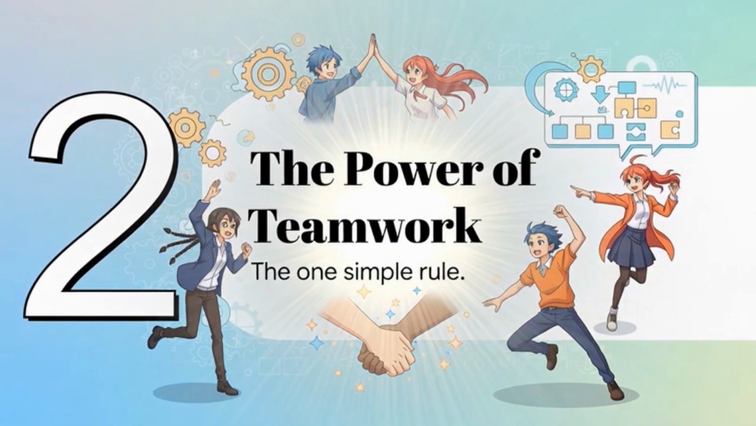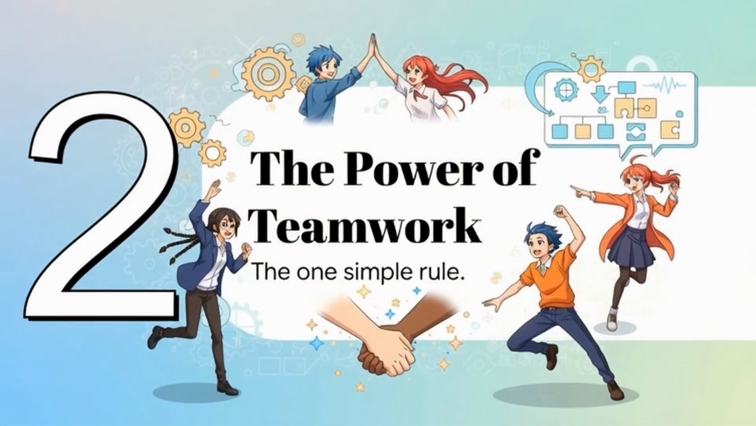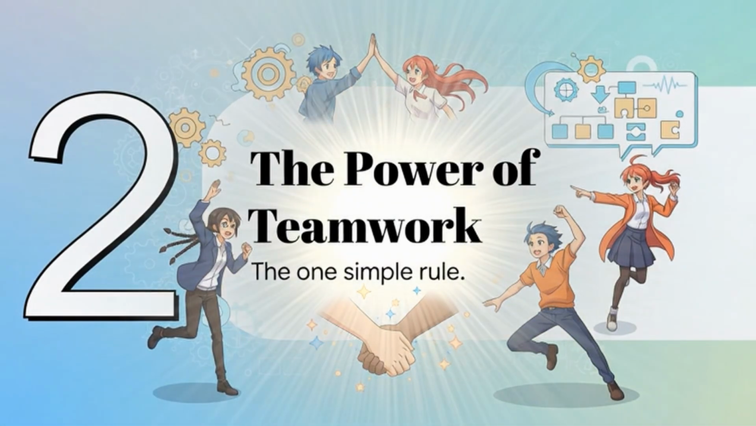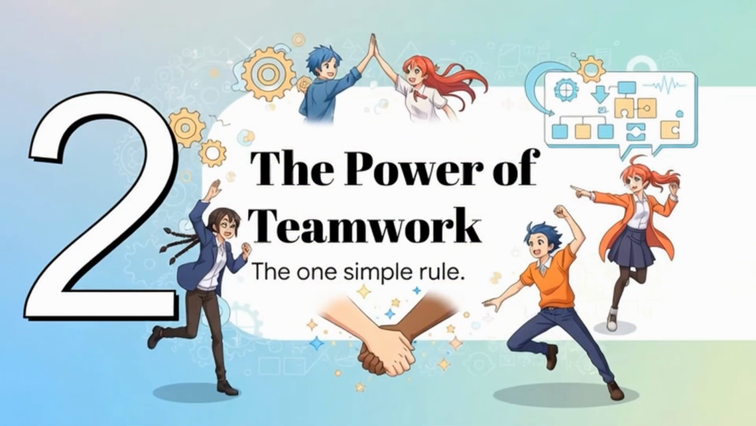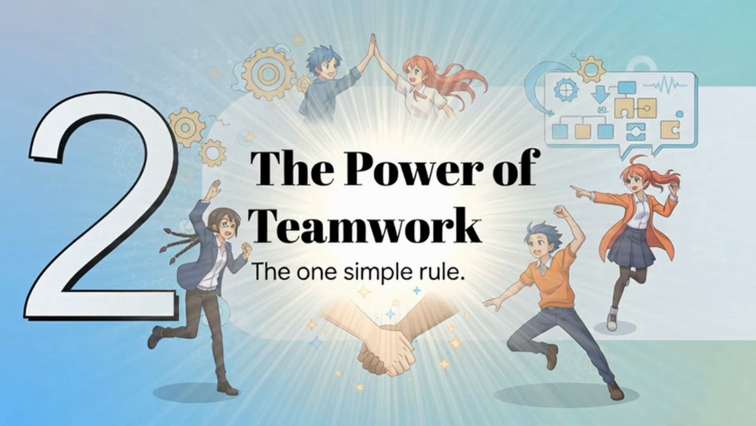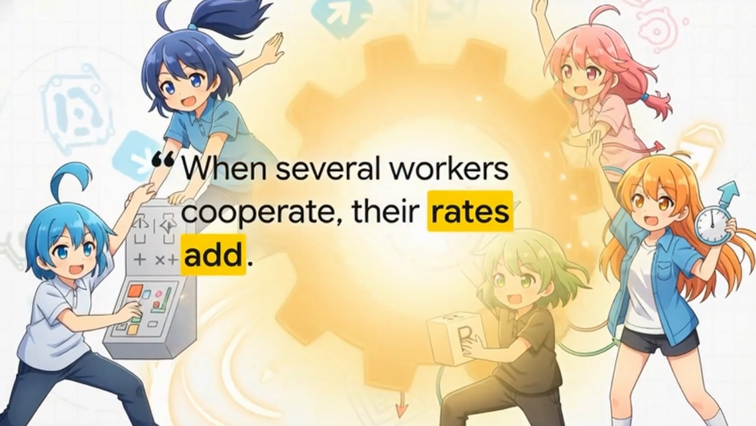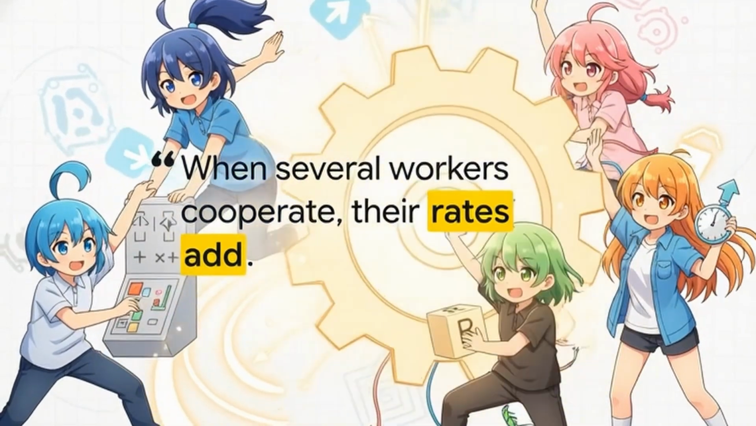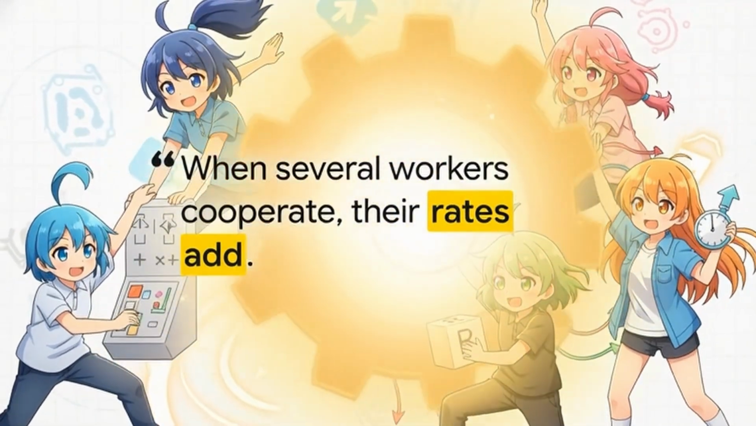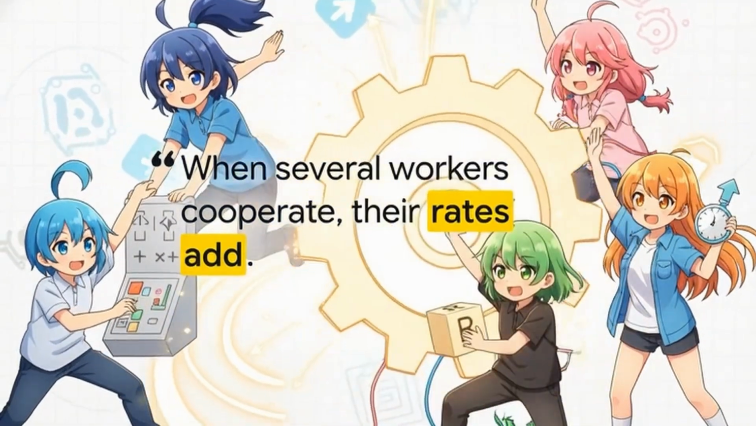So now we've got our formula down. A equals P times T. Easy enough. But where these problems get really interesting is when you add more people. Teamwork! And the best part is, every single team problem boils down to one incredibly simple rule. And here it is. This is the golden rule, the master key that unlocks everything. When several workers cooperate, their rates add. That's it. That one sentence is all you need to remember.